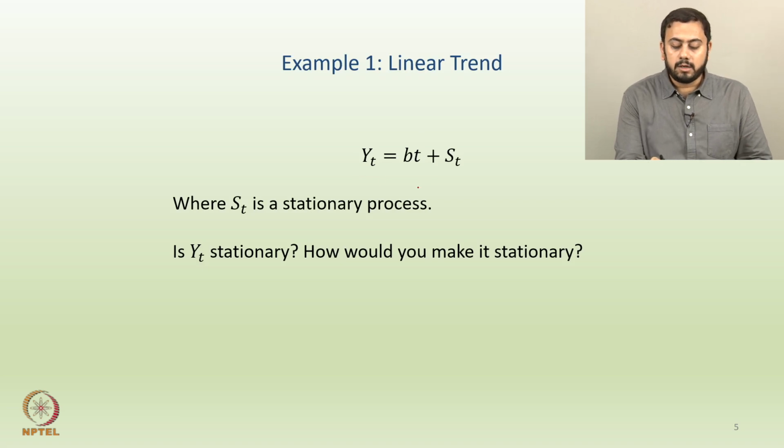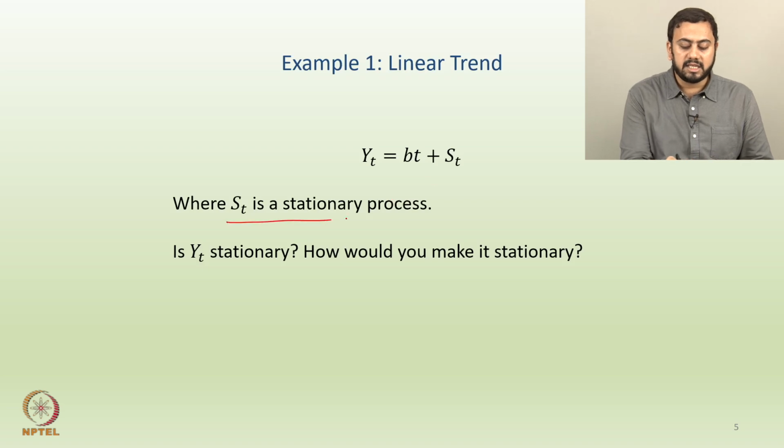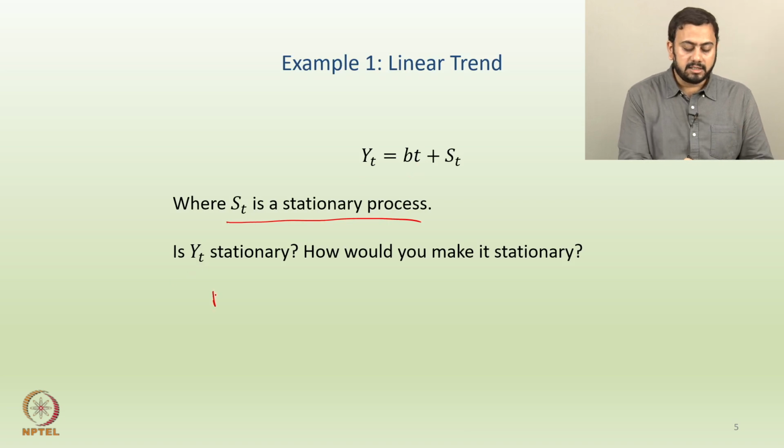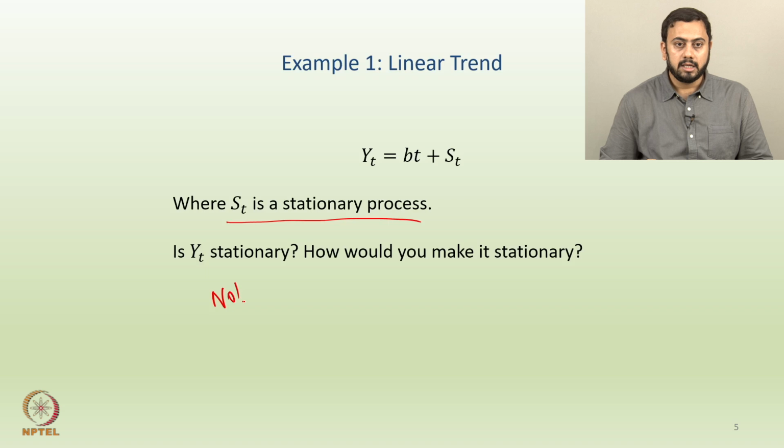Anyways, if you recall, this is the structure of the linear trend: yt equals bt plus st. Now, what exactly is st? st is assumed to be some stationary process. So st in itself is completely stationary, but obviously yt is not stationary because it depends on t through this term bt. So, a couple of questions. Is yt stationary? Obviously the answer is no. And how would you make it stationary?